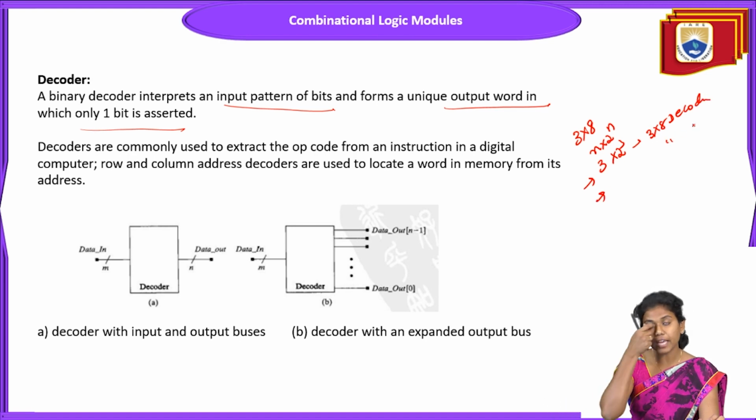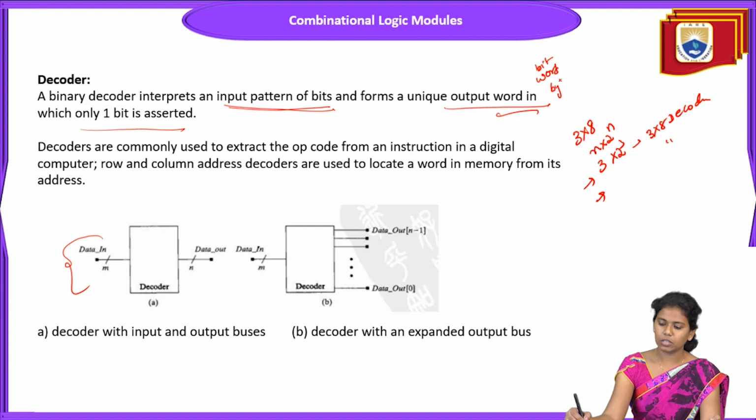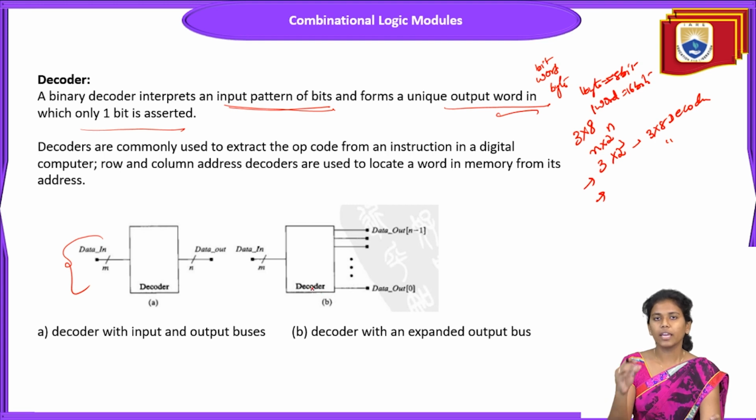So likewise, we have different types of decoders that we can discuss. Here in this decoder, a binary decoder, it interprets the input patterns of the bits in order to form a unique output word. We all know what a word, a bit, and a byte are. 1 byte is equal to 8 bits, right? 1 word is equal to 16 bits, isn't it? So in order to form a unique word, the decoder just interprets the input pattern of the bits with respect to the 1 bit asserted.